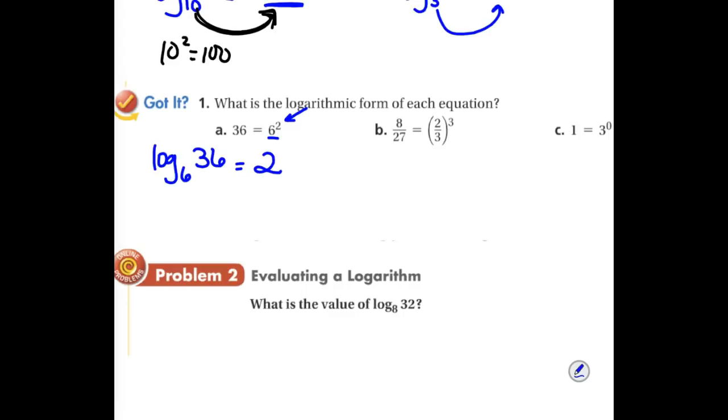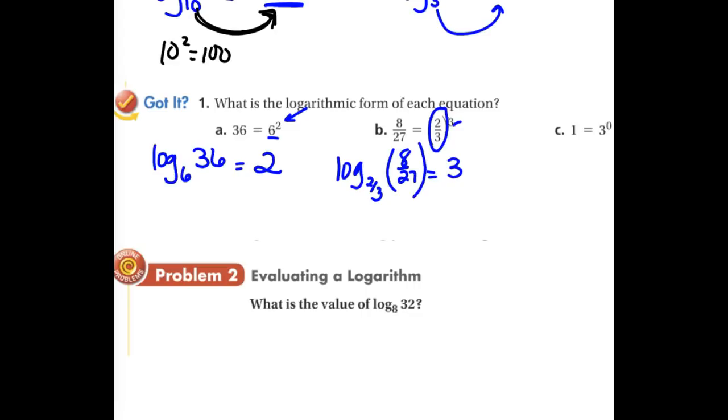All right, our next one has some fractions. It doesn't matter. We still have a base here of 2/3 being raised to a power of 3. So log with our base of 2/3. Our power or answer is supposed to be 3. What we're taking the log of is 8/27.